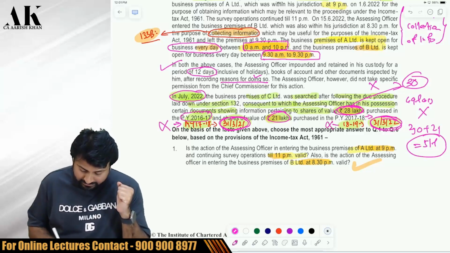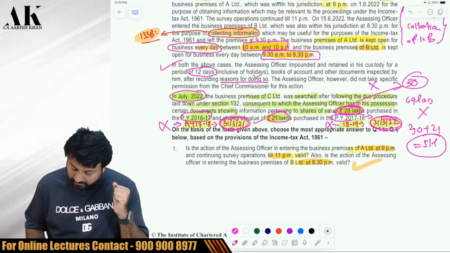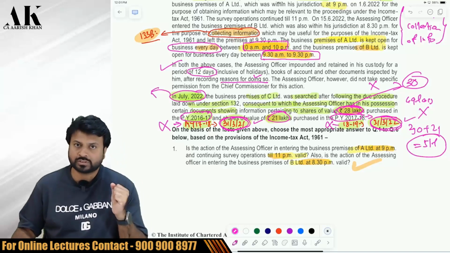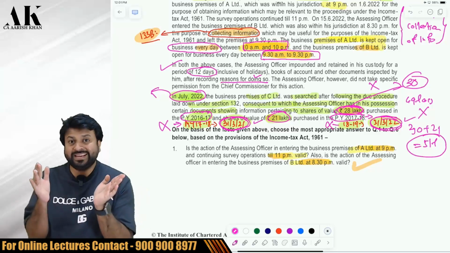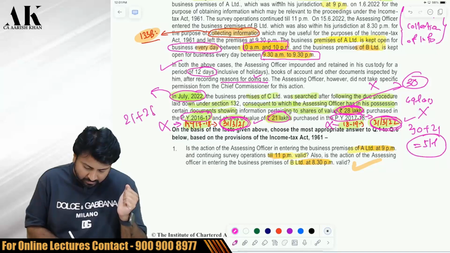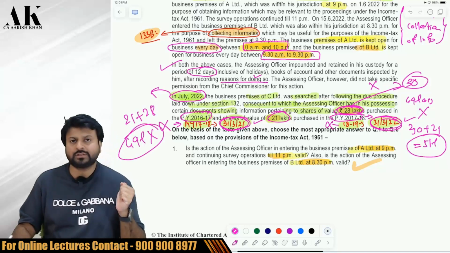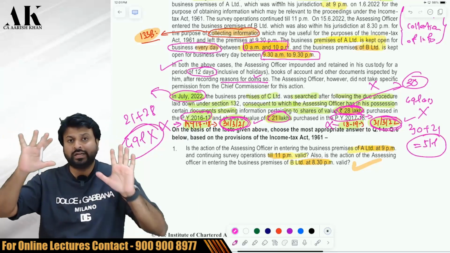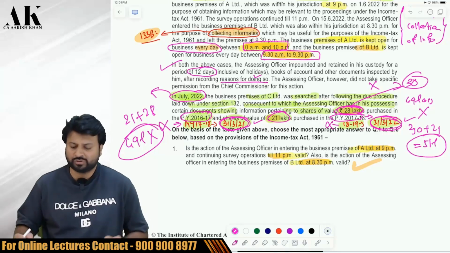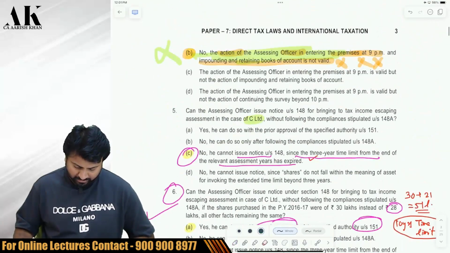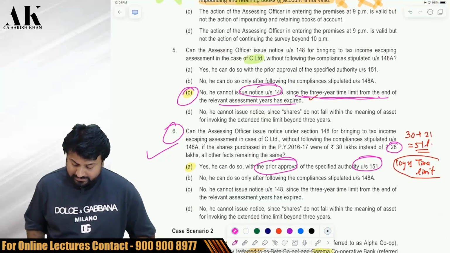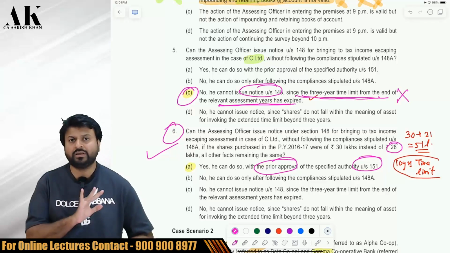For this year, the 3 years expired on 31st March 2021. For this year, 3 years expired on 31st March 2022, and the AO wants to issue in July 22. Not possible. Now, it would have been possible if the escaped income would have been 50 lakhs or more. Now, the escaped income, if I total it, 21 plus 28, it is around 49 lakhs. Therefore, that is also not possible. Notice, beyond 3 years, up to 10 years is possible if the escaped income is 50 lakhs or more. Here, that is also not possible. Therefore, in this case, the AO cannot issue notice under 148, since the 3 years time limit from the end of the relevant AY has expired.